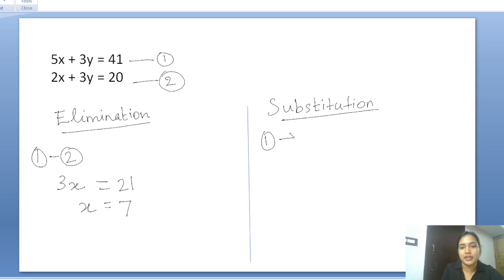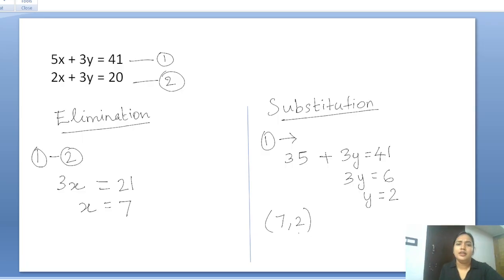So equation 1 will become 5x. So 5 times 7, which is 35, plus 3y equal to 41. Now again, we are collecting the constants on one side. So we are moving 35 to the right. 3y would be 41 minus 35, which is 6. And y would be 6 divided by 3, 2. Now x equal to 7 and y equal to 2 is the solution of the equations.